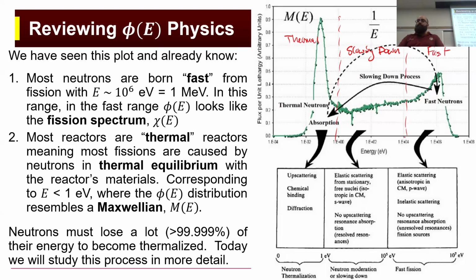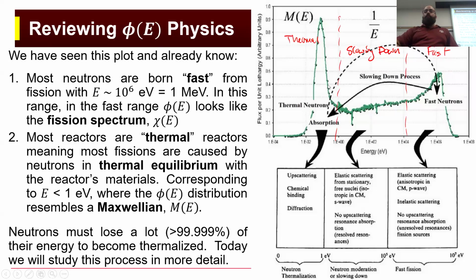And so the fast range is going to go from about 10 to the 4, maybe 10 to the 5 eV, all the way up to wherever our cutoff energy is, which might be around 10 MeV. Neutrons are mostly born fast, right? That's what the fission spectrum shows us, that the most probable neutron energy coming out of fission is about 1 MeV. And so in the fast range, this energy spectrum looks kind of like that fission spectrum, and we'll do some math to show that that's the case today.